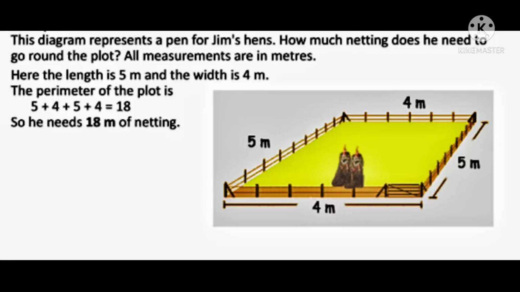This diagram represents a pen for Jim's hens. How much netting does he need to go round the plot? All measurements are in meters. Here the length is 5 meters and the width is 4 meters. The perimeter of the plot is 5 plus 4 plus 5 plus 4 equals 18. So he needs 18 meters of netting.